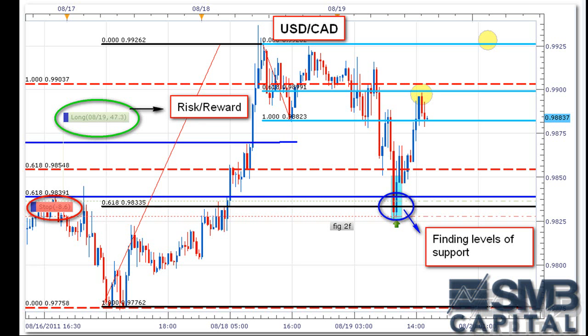This is a recent trade from 8/19, which is last Friday. We have a trade in the US dollar and Canadian. The small time frame is a 15-minute chart. At the beginning of this trade, what we're going to identify first is levels of support using our Fibonacci retracements.